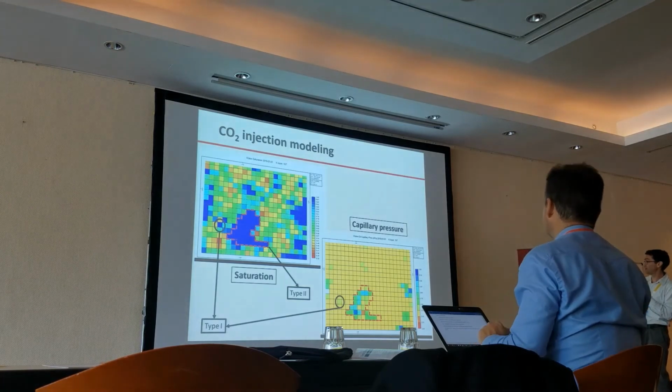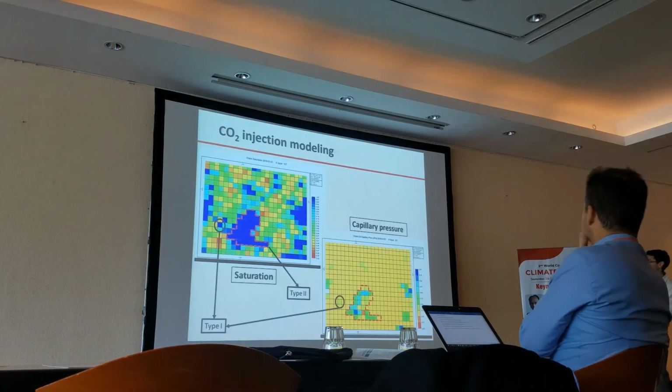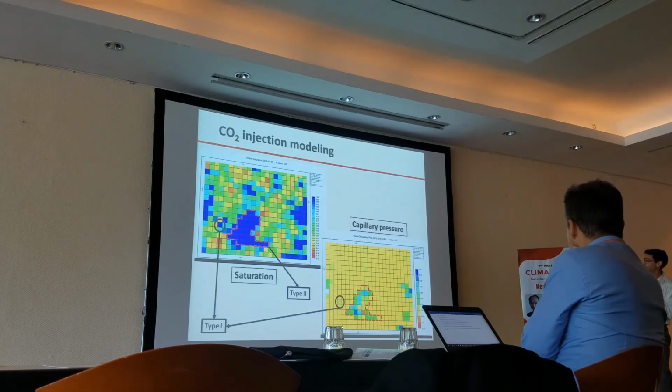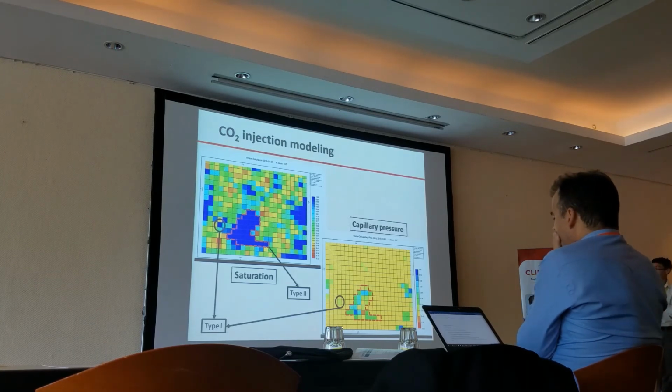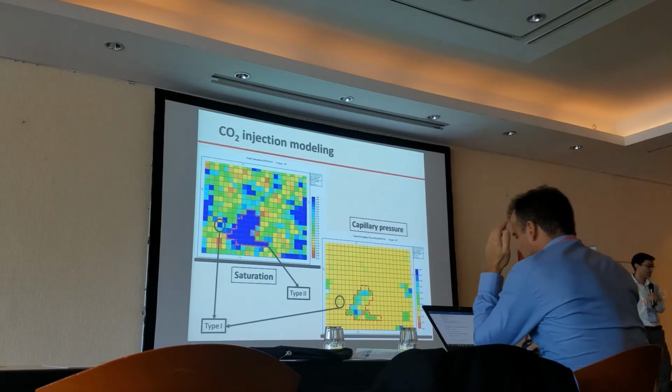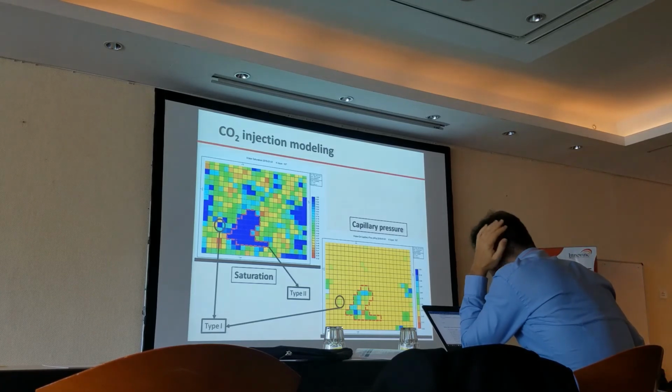These ones are lower, these ones are higher. This is the entry pressure, the ones inside the water region. Then the adjacent capillary pressure here, so the CO2 doesn't enter.